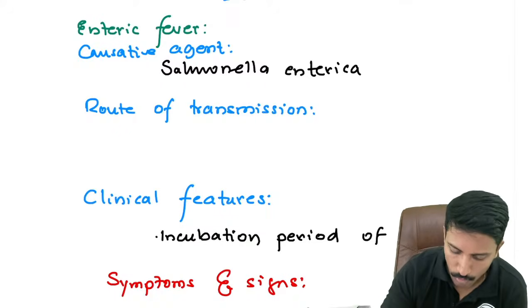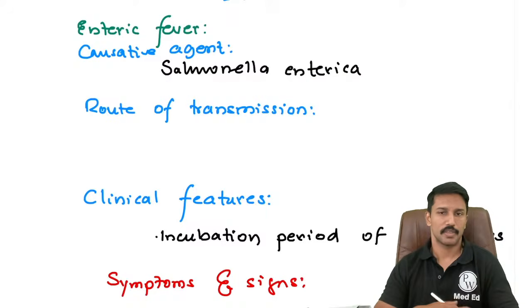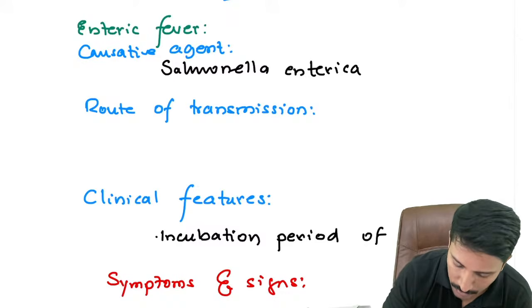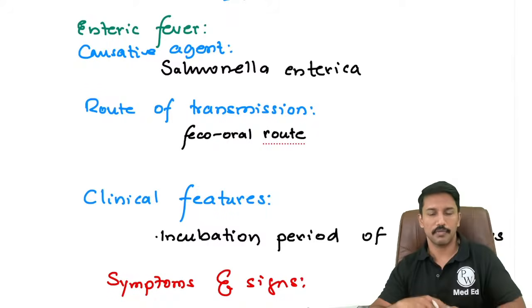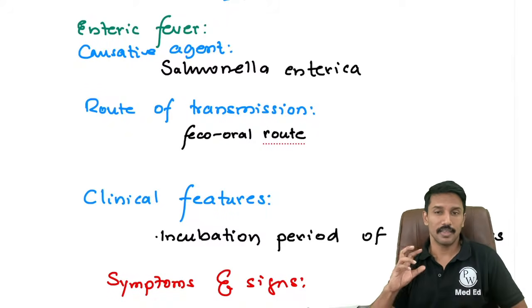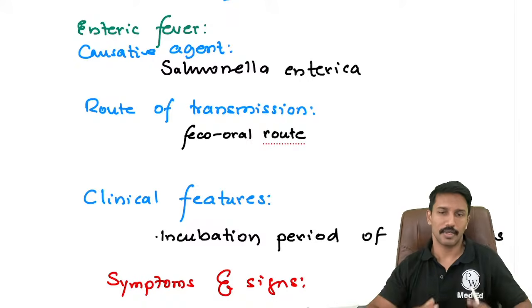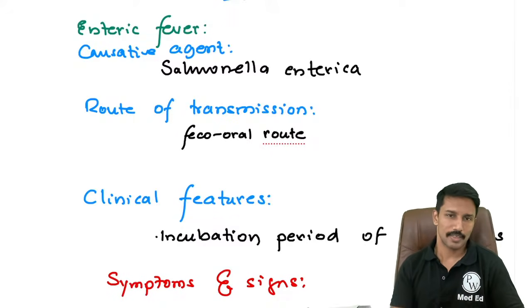Okay. What is the causative organism? The causative organism is Salmonella enterica, serovars Typhi and Paratyphi. What is the route of transmission? The route of transmission of enteric fever is feco-oral route, right? That means patients who are infected with enteric fever continue to excrete the Salmonella bacilli in the stool, and that stool, when it contaminates the water reservoirs, can go and infect others as well. So feco-oral route is the mode of transmission.